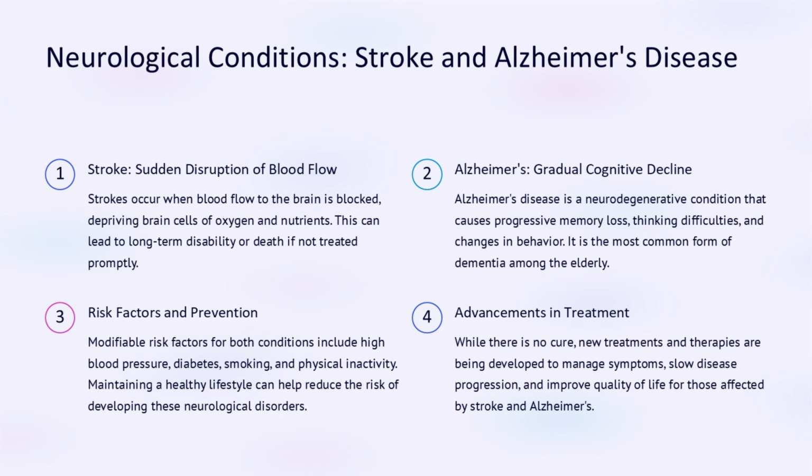Modifiable risk factors for both stroke and Alzheimer's include high blood pressure, diabetes, smoking, and physical inactivity. Maintaining a healthy lifestyle can help reduce the risk of developing these neurological disorders. While there is no cure, new treatments and therapies are being developed to manage symptoms, slow disease progression, and improve quality of life for those affected.